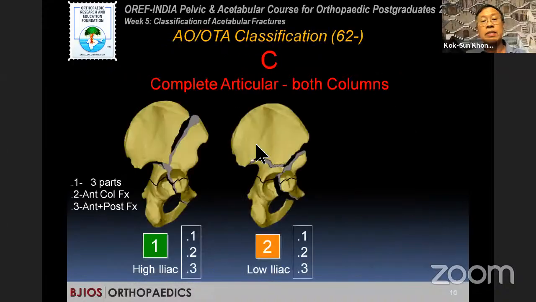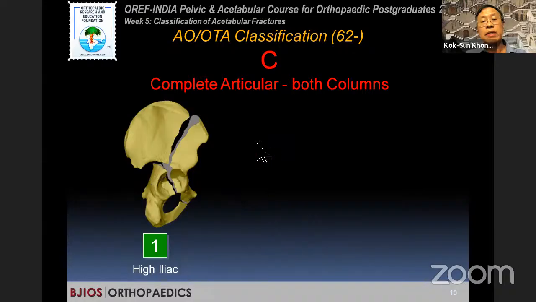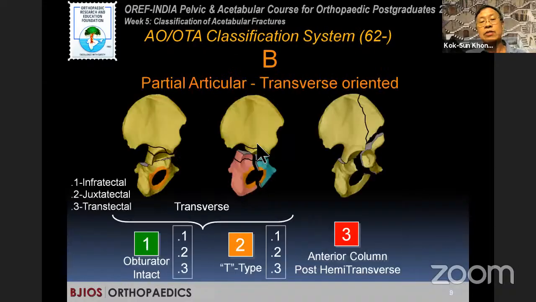Let me go back to this slide of the B3 and B. Okay, let's look at this. So if you have a transverse pattern, the obturator foramen is intact. If you have a T-type, the obturator foramen is split. In fact, there are other sub-T types, a high T-type, anterior T-type, middle, and the posterior T-type.